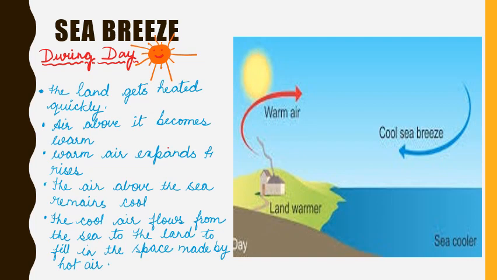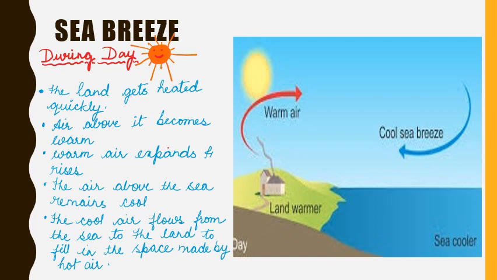And the second thing is that warm air has the tendency to move up. Warm air expands and it rises and it moves up. So remember these two things. It will be easier for you to understand sea breeze and land breeze on the basis of these two things only. Okay, let's start. During the daytime, the land gets heated quickly.